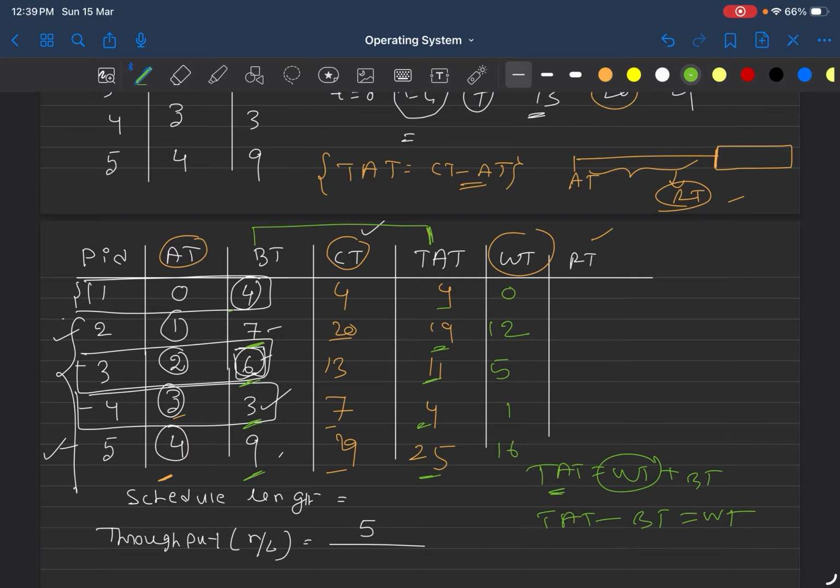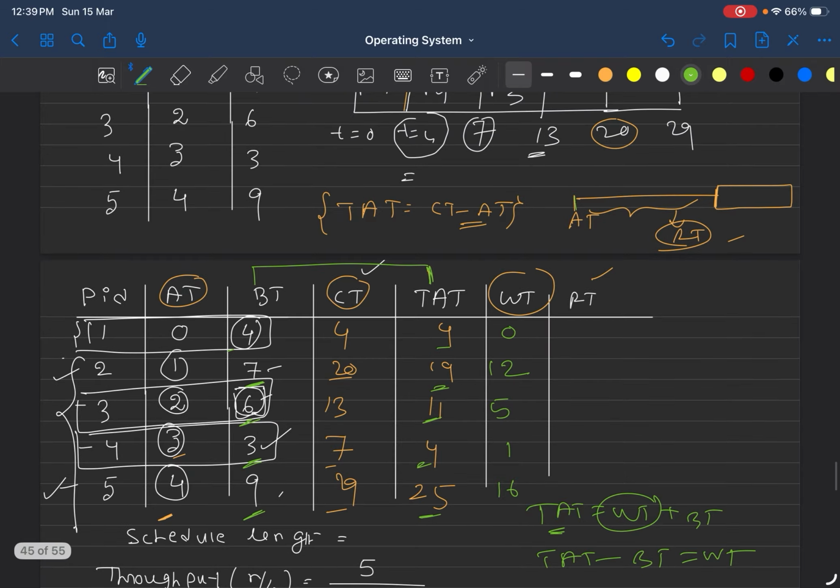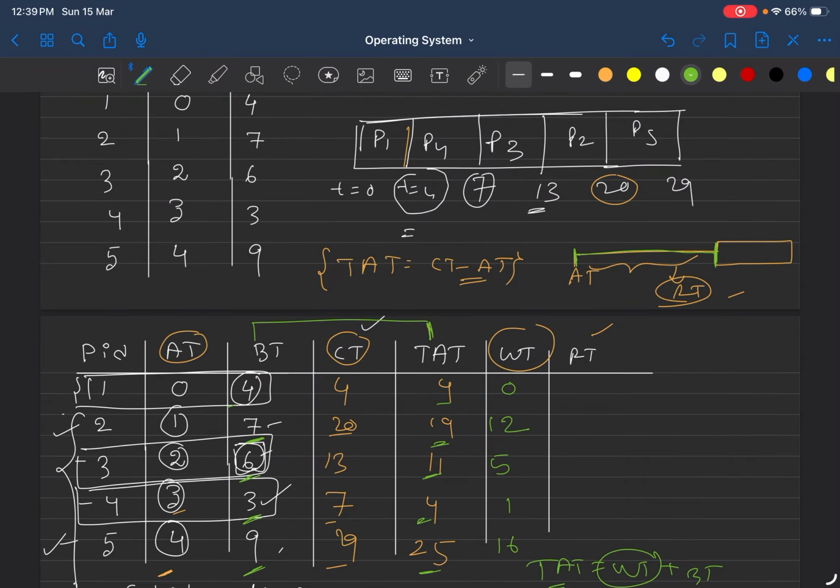Now what is the response time? I have already told you it is the time duration between the arrival and the time in which the process is scheduled for the first time. Let me calculate the response time of process P1. P1 arrived at time t equal to 0, and it is scheduled for the first time at 0. Process P2 arrived at time t equal to 1, and it is scheduled for the first time at 13. So 13 minus 1 is 12.